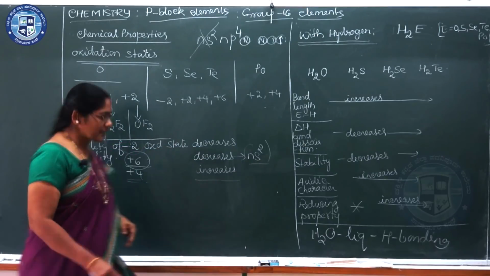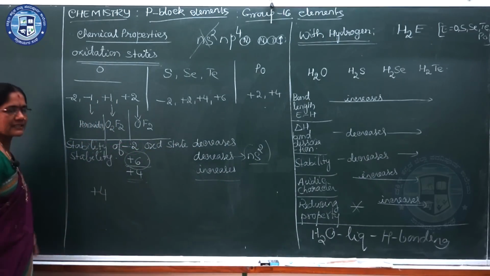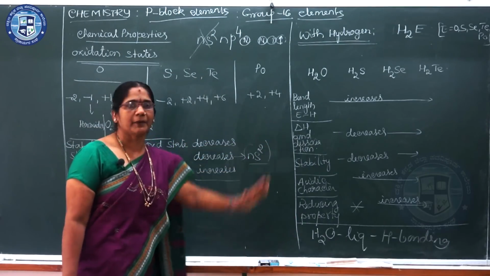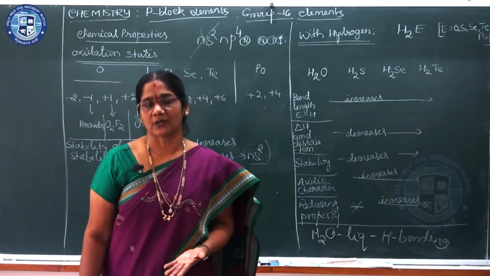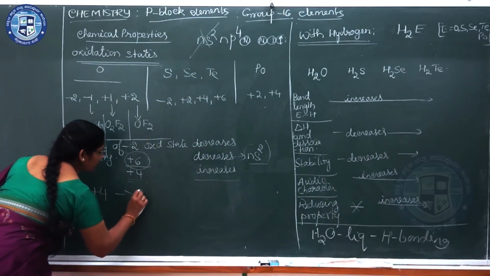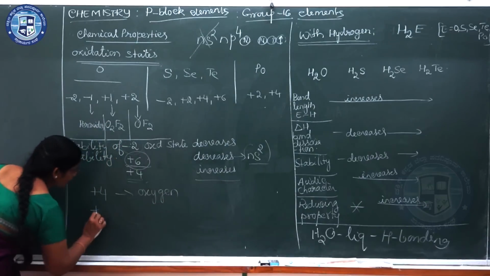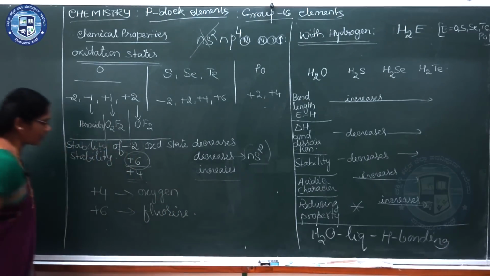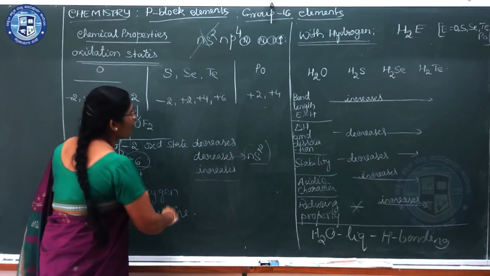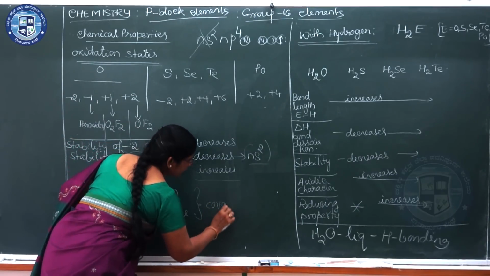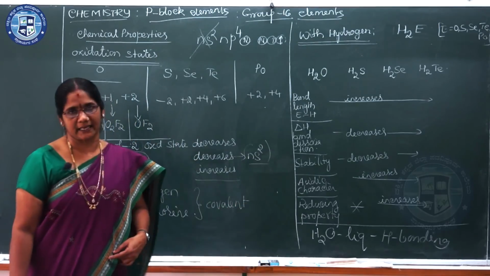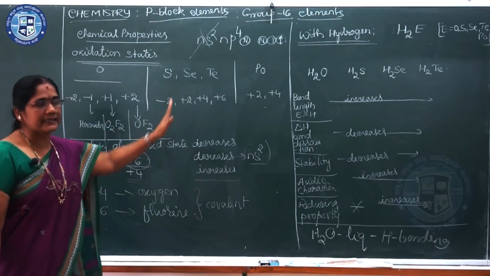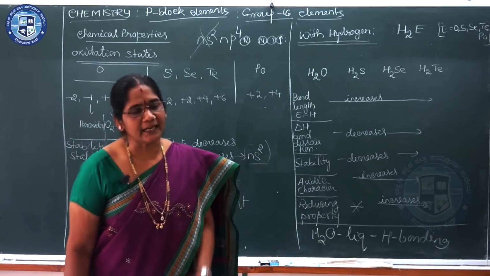And all the compounds in +4 oxidation states are normally with the highly electronegative oxygen atom. All these elements exhibit +4 oxidation states normally with oxygen, and +6 oxidation they normally show with fluorine, which is the most electronegative element. Both these compounds, or the bonding in these compounds, are covalent in nature. So this is about oxidation states of group 16 elements.